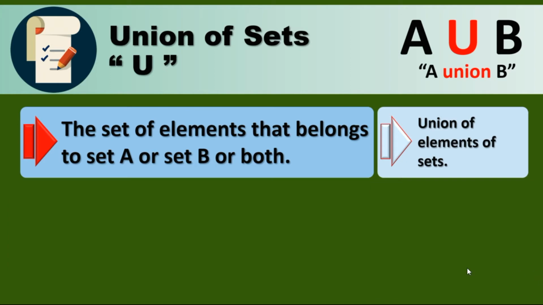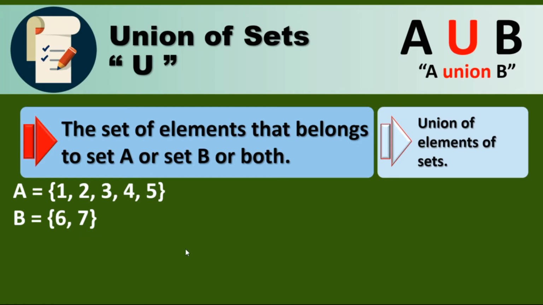Next, if A is equal to the set that contains 1, 2, 3, 4, and 5, and B is the set that contains 6 and 7, what is A union B? Take note, union of elements of sets. A union B is equal to 1, 2, 3, 4, and 5, with the elements of B, which is 6 and 7.